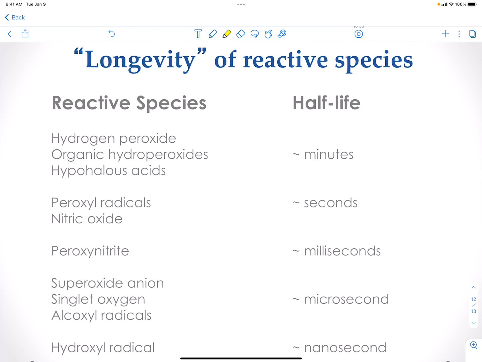Now these reactive species have pretty short half-lives. The hydroxyl radical, which is the most important, is only stable for about a nanosecond. The superoxide anion is about a microsecond, so if it can't find something to bind to before it's degraded, your cell will be able to control that. Peroxynitrite is going to be a millisecond. Peroxyl radicals and nitric oxide are going to be seconds. Hydrogen peroxide is going to be minutes.